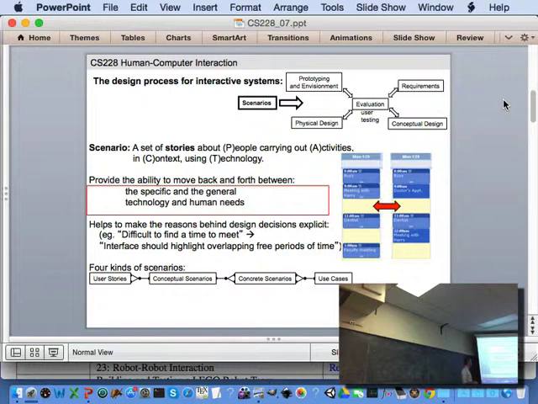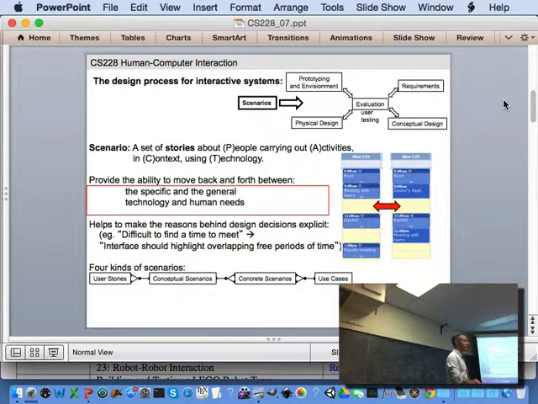Seems trivial, right? Okay, create an interface that highlights overlapping free periods of time. Done. You're all budding HCI designers. You should see there's already a flaw in this plan. To deploy a new calendaring system at UVM, administrators, staff, faculty, we're all trying to arrange meetings and find a common place to meet. Very, very difficult to do.